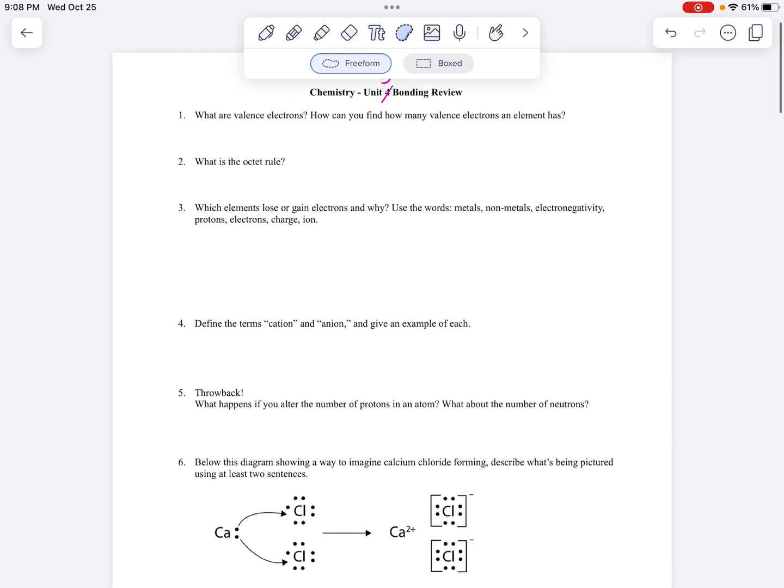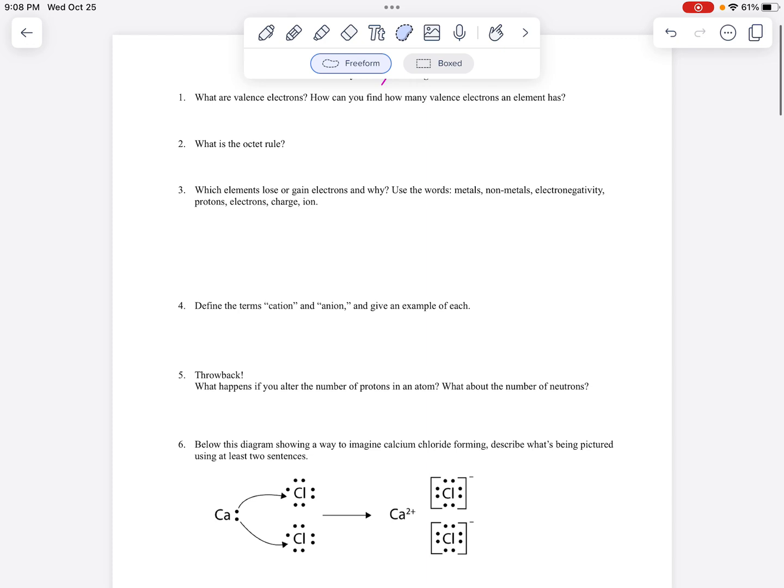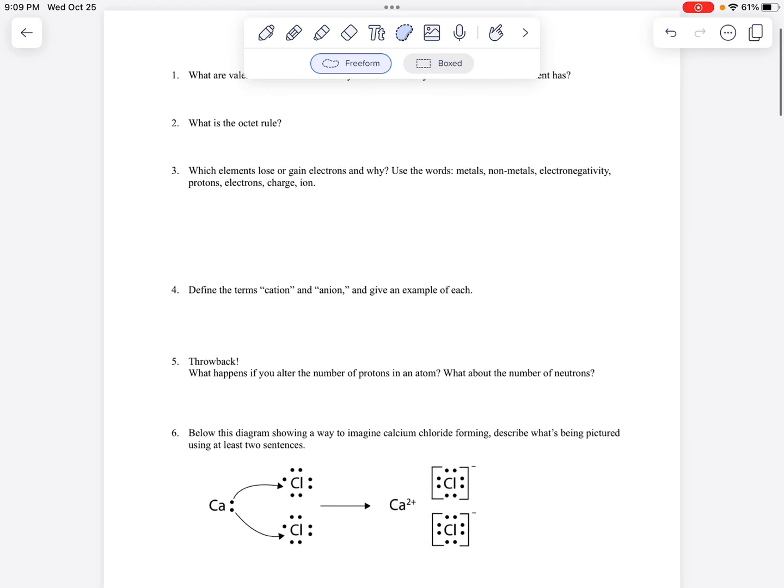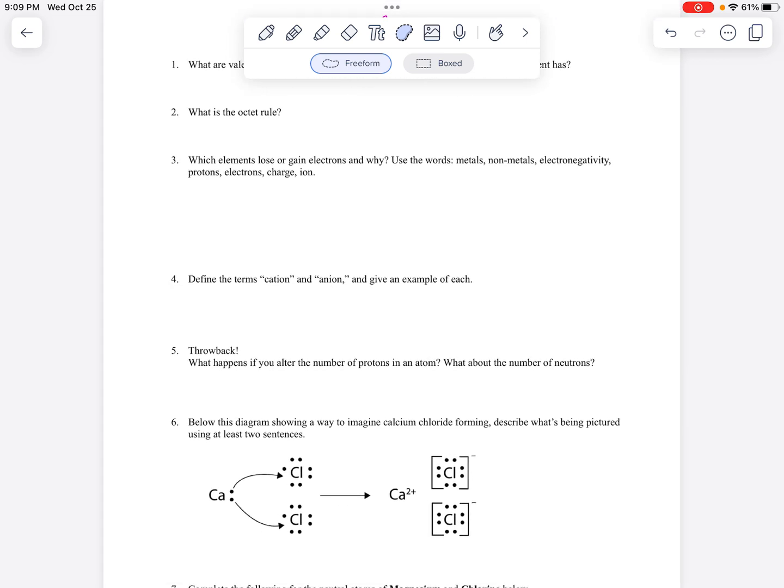Today what I'm going to do is record a video on naming ionic compounds and naming covalent, also known as molecular compounds. So let's go ahead and get started. Not going to go over the whole thing, but a few key questions that I felt like I really needed to cover one last time, okay? All right, so let's get started.